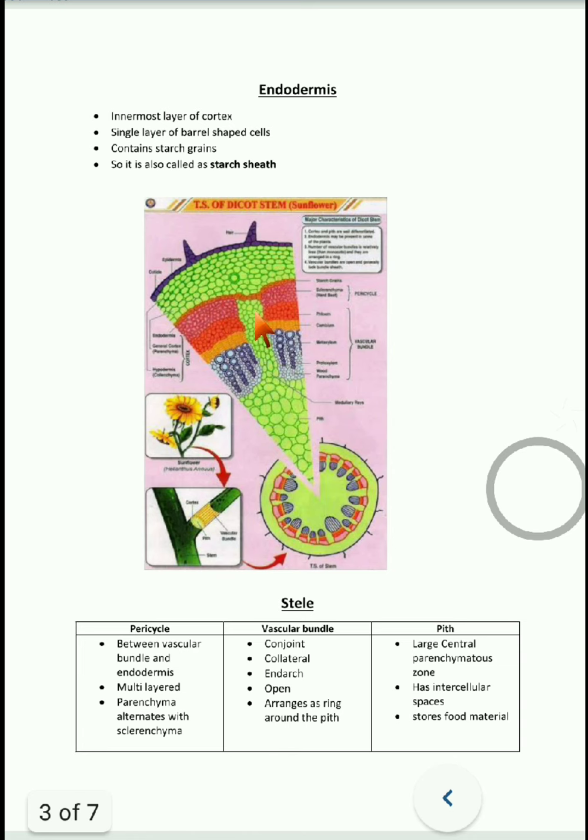Okay, so we have already seen this green color structures are parenchyma, and these red color cells are called sclerenchyma. So parenchyma and sclerenchyma will be alternating with each other. So next we have a vascular bundle. Already we know that vascular bundle includes a phloem and a xylem, and in between these two you can see a structure called cambium.